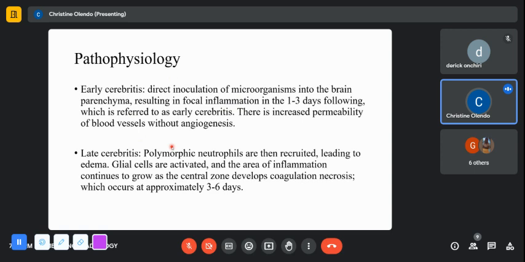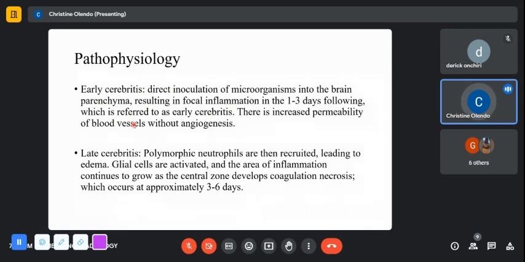We'll go quickly through the pathophysiology, which correlates with the imaging findings as well. You have early cerebritis. You have direct inoculation of the organism into the brain parenchyma, which will result in focal inflammation within 1 to 3 days, and at this point is where we refer to the disease process as early cerebritis. So there is increased permeability of the blood vessels without angiogenesis.